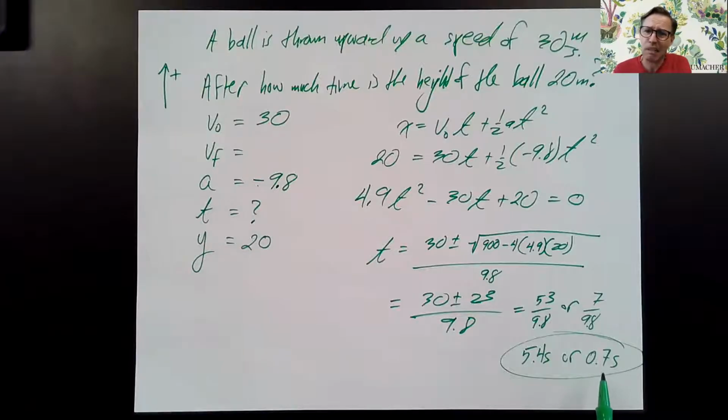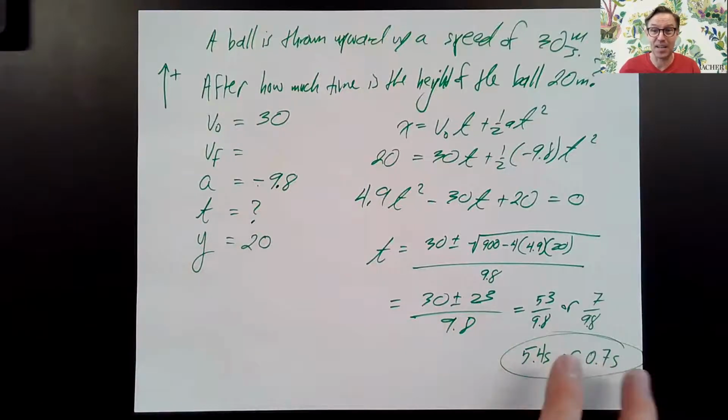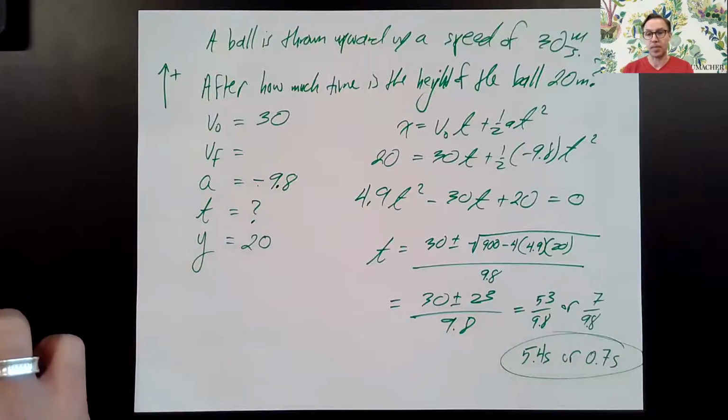Which one should I pick? So many times when we have 2 answers, we just throw away the negative one, but these are both positive. What does that mean? It means there are 2 answers. They're both right. Let's go back to the question.